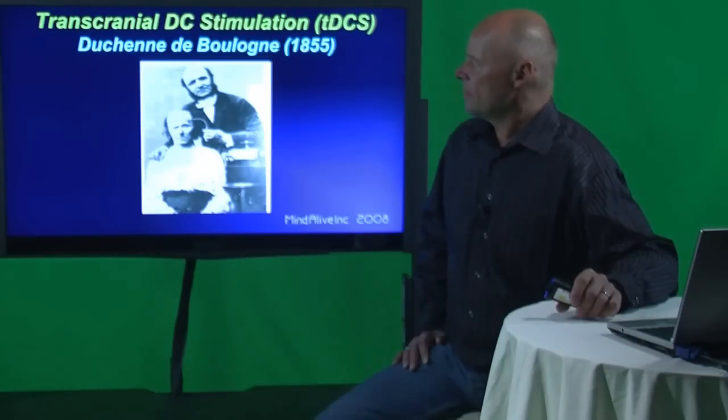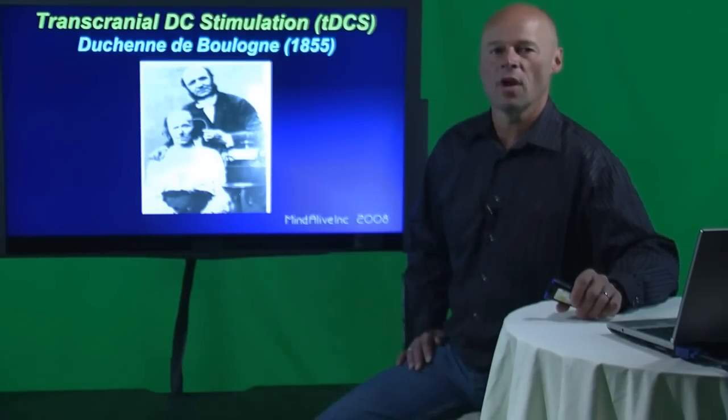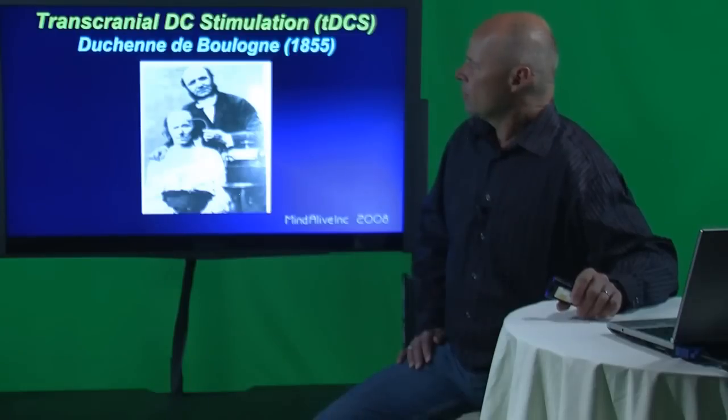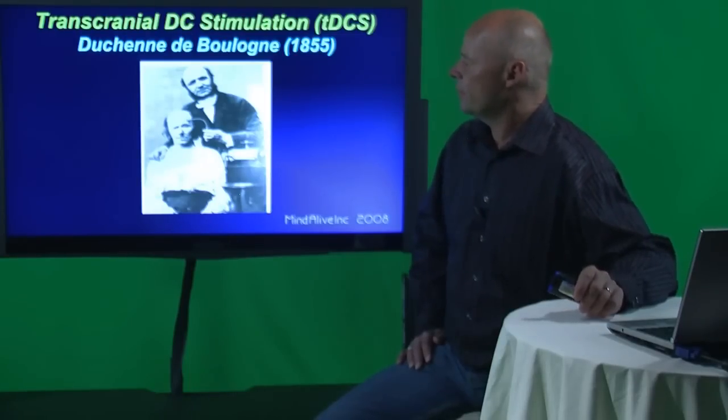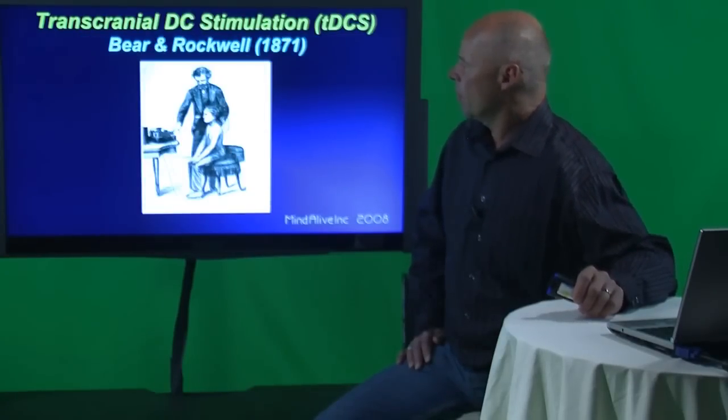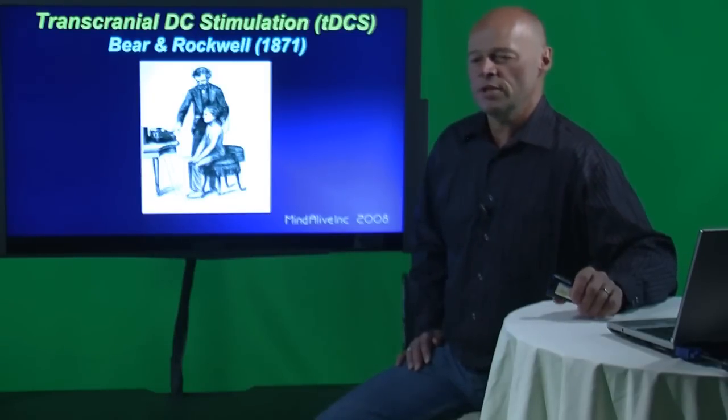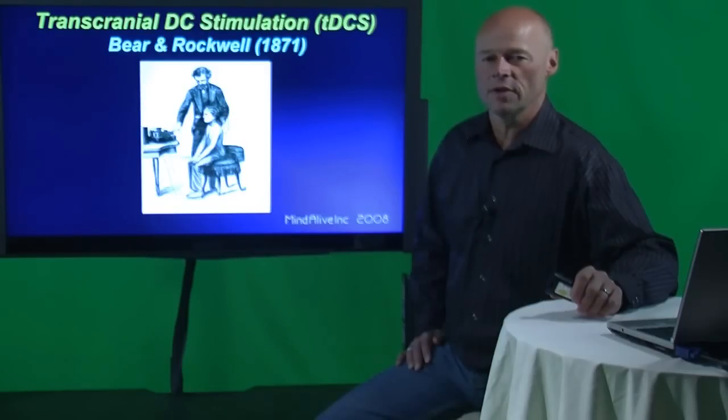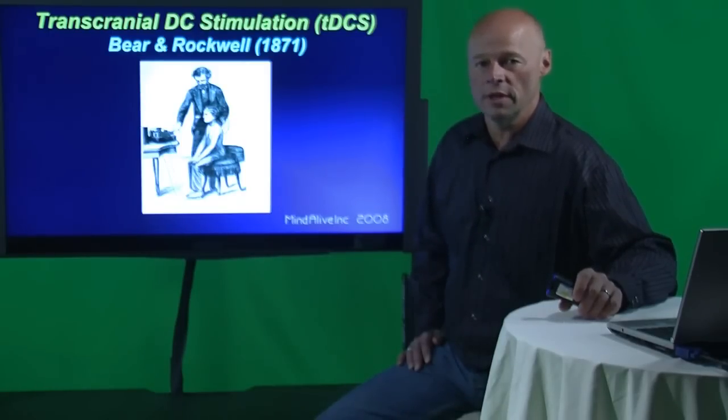As we can see, transcranial DC stimulation has been around for a long time. Here is Duchenne de Boulogne in 1855, and we have Baron Rockwell in 1871. Transcranial DC stimulation did fall out of favor due to lack of scientific evidence and procedures. However, with the development of modern EEGs and electrostimulators, transcranial DC stimulation re-emerged in the 1950s.